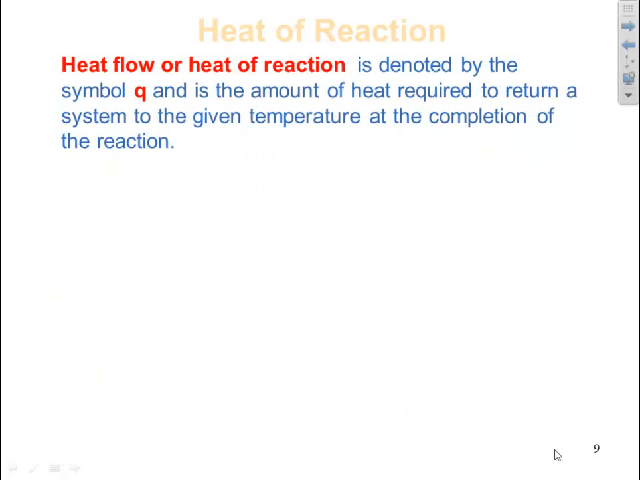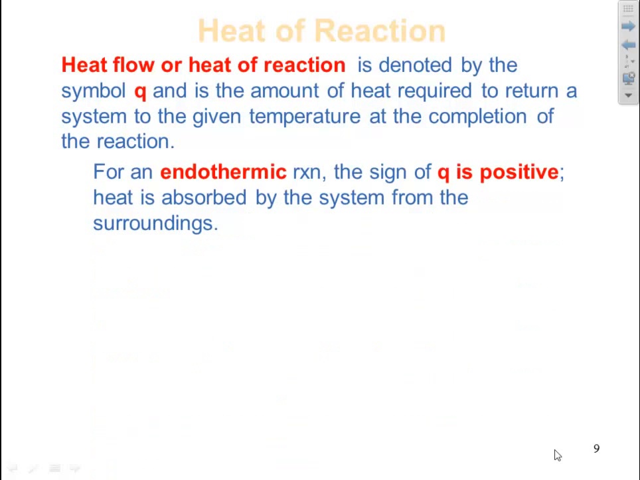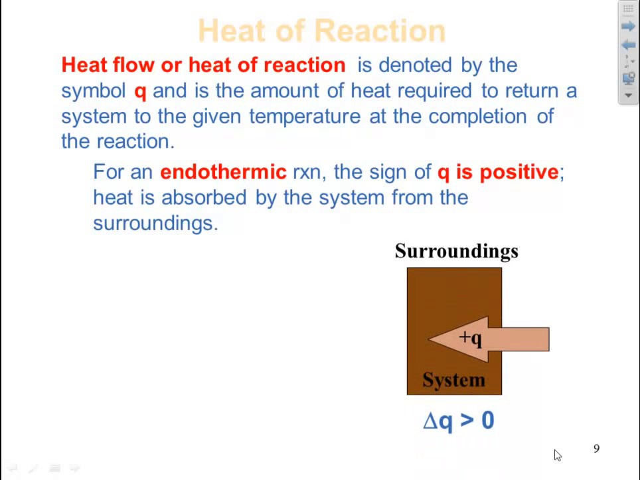Heat flow, or heat of the reaction, is denoted by the symbol Q, and is the amount of heat required to return a system to a given temperature at the completion of the reaction. For an endothermic reaction, the sign of Q is positive. Heat is absorbed by the system from the surroundings. So Q is greater than 0, meaning it's taking on heat. So you have a positive Q going into the system in the endothermic process.